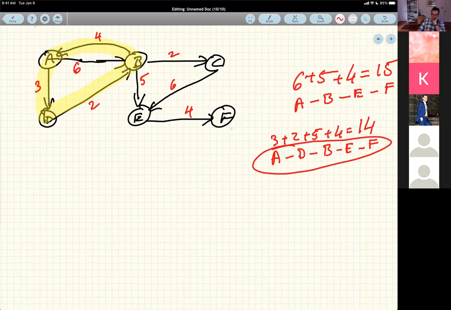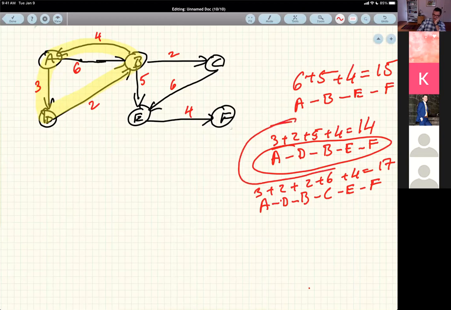I have another path that goes from A to F. I can go A, D, B, C, E, F. How much is that? A to D is 3 plus 2 plus 2 plus 6 plus 4. So 10, 14, 17. So clearly the shorter path is the one through B and E, to take me from A to F.